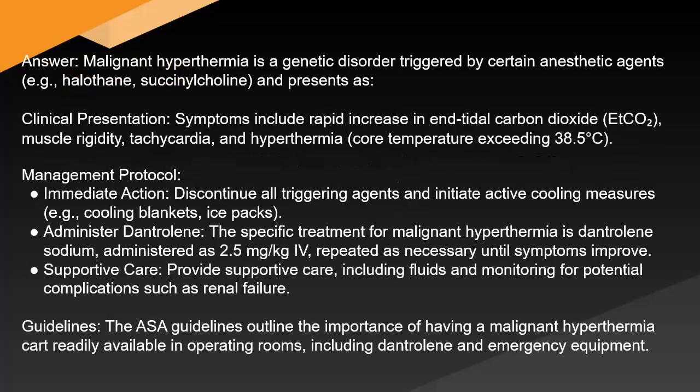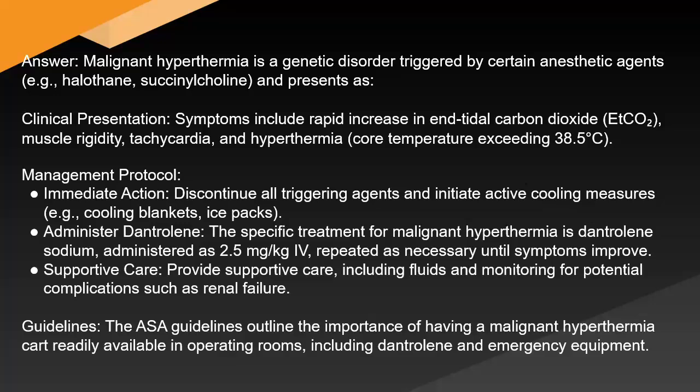Answer. Malignant hyperthermia is a genetic disorder triggered by certain anesthetic agents, e.g., halothane, succinylcholine, and others. Clinical presentation. Symptoms include rapid increase in end-tidal carbon dioxide, muscle rigidity, tachycardia, and hyperthermia, with core temperature exceeding 38.5 degrees Celsius. Management protocol. Immediate action. Discontinue all triggering agents and initiate active cooling measures, e.g., cooling blankets, ice packs. Administer dantrolene.